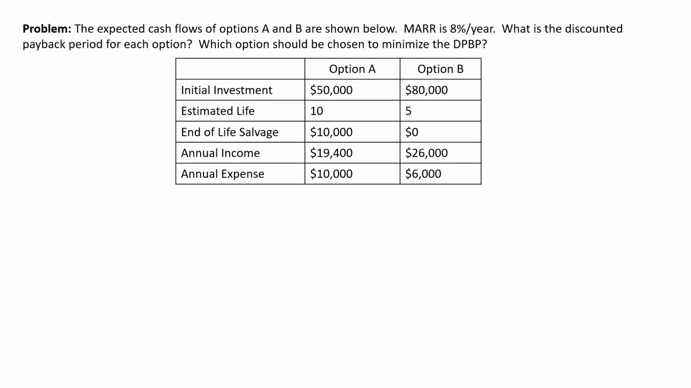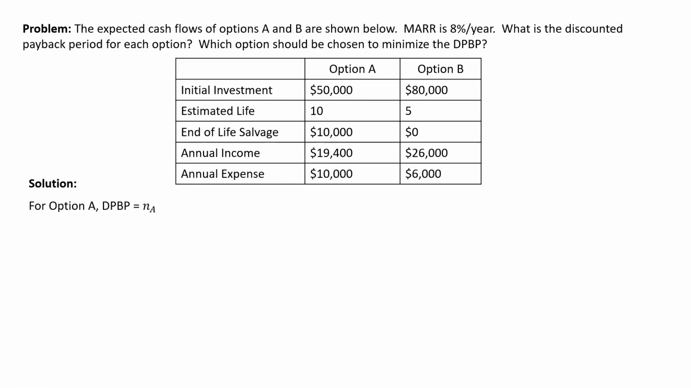Cool. Numbers. And when things are given in tables, it makes it so simple. Initial investment, that's a cost. End of life salvage, yeah, that's a benefit. It's a positive in the cash flow. Annual income, yeah, positive. Annual expense, negative every year, right? Annual, every year. Cool.